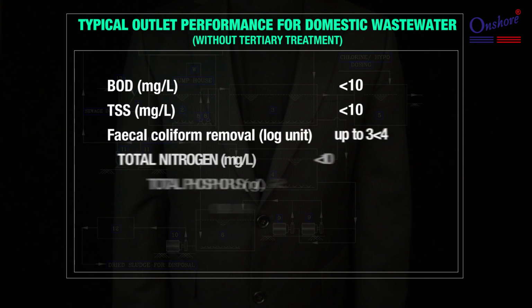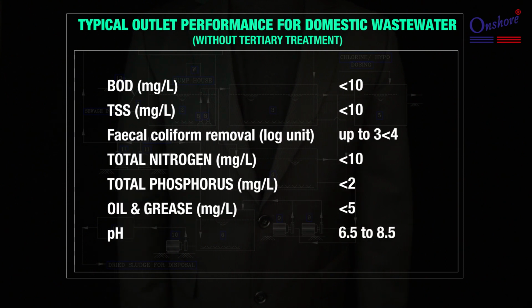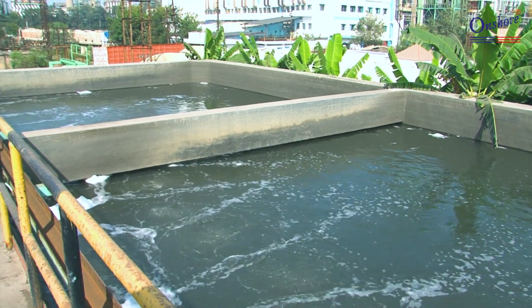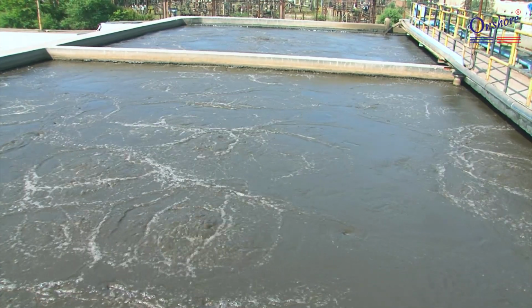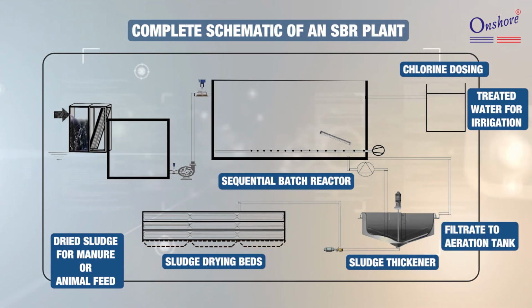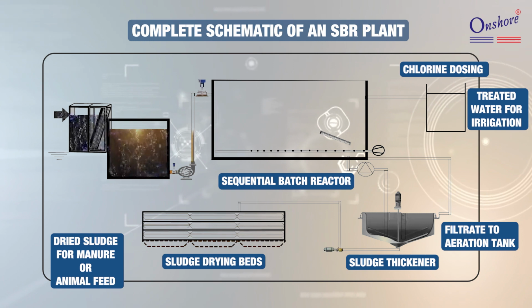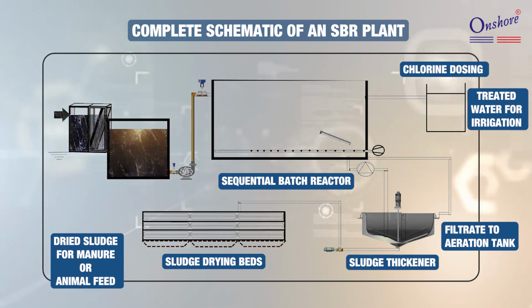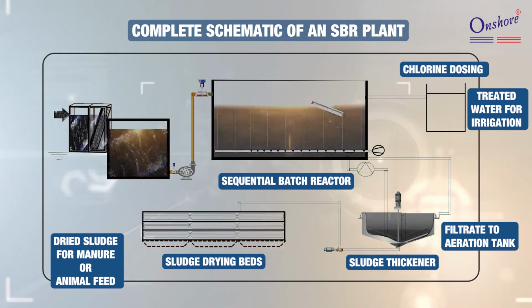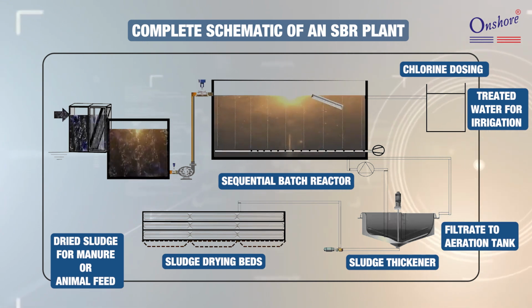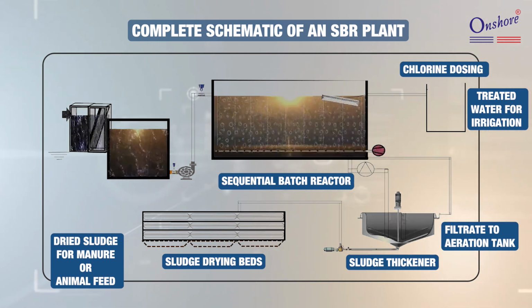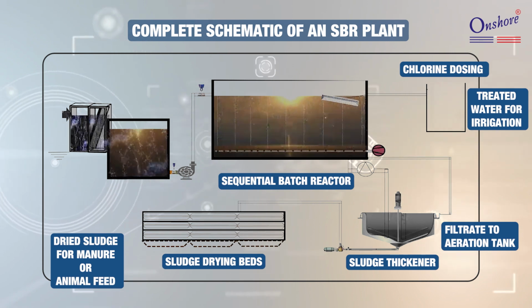Here is a typical outlet performance for domestic wastewater without any tertiary treatment. Primary settling tank and sludge digester are not needed in an SBR. The dumped household sewage is screened for solid waste before it reaches the underground storage where it is collected. From here, it is filled in the sequential batch reactor for the 5-stage process. Namely, filling, aeration, reaction, settling and decantation.